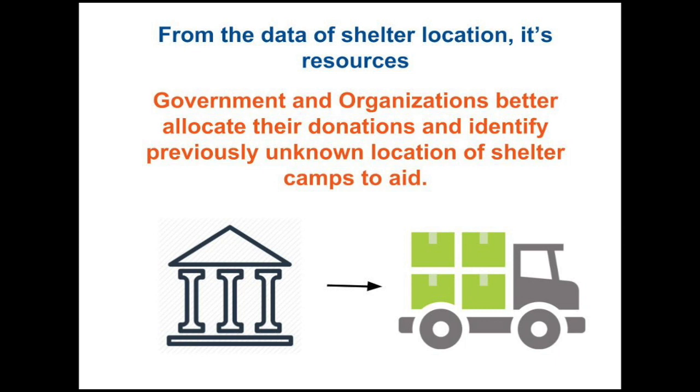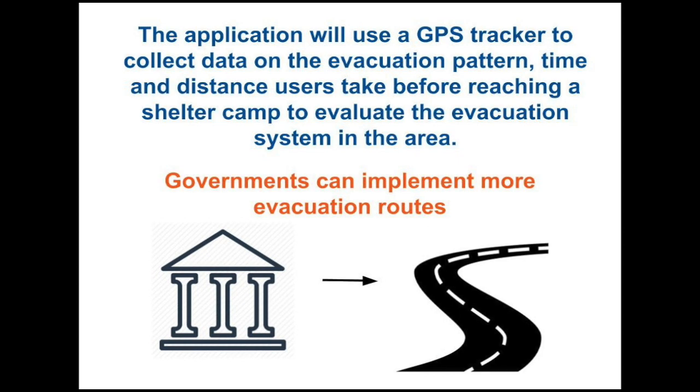And then the application will use the GPS tracker to collect data on evacuation pattern, time, and distance users take before reaching a shelter camp. So government can even implement more evacuation routes to shelters so that they can reach them even faster.